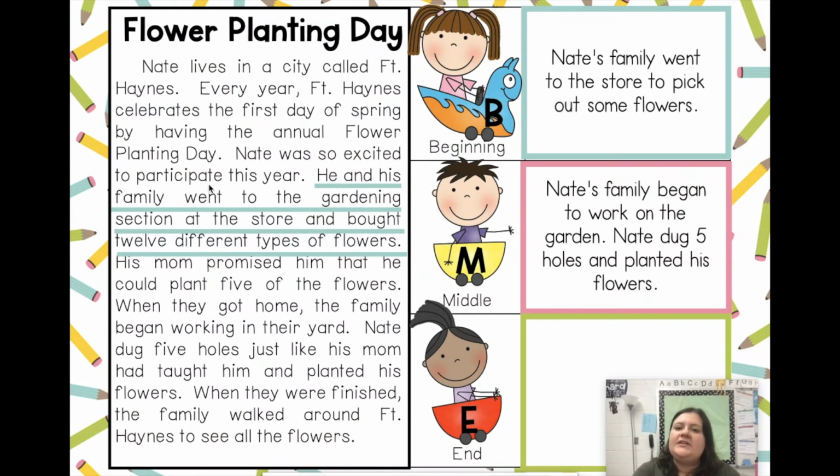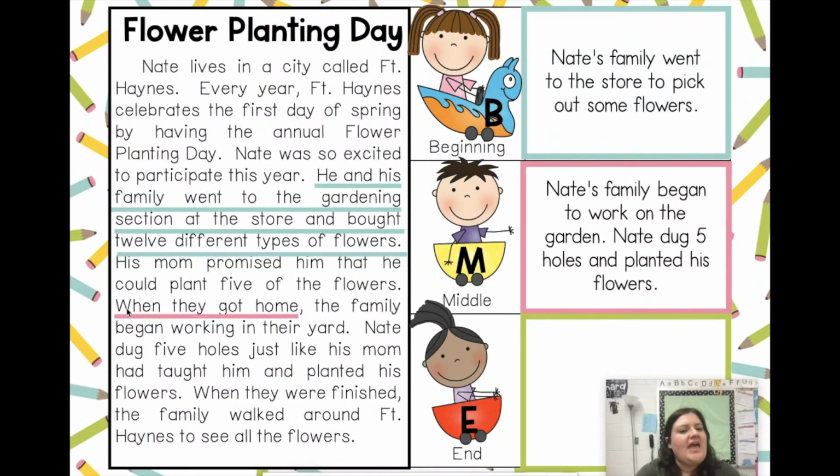Nate's family began to work on the garden. Nate dug 5 holes and planted his flowers. Again, I underline in pink this key phrase right here, when they got home. When they got home is a transition word. When I'm reading a story and if I see a word like when, I know that something else is about to happen. And that's exactly what happened. Nate's family began to work in the garden and Nate dug his holes and planted his flowers.